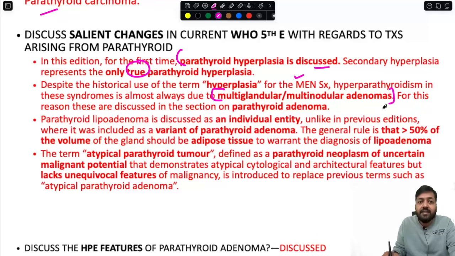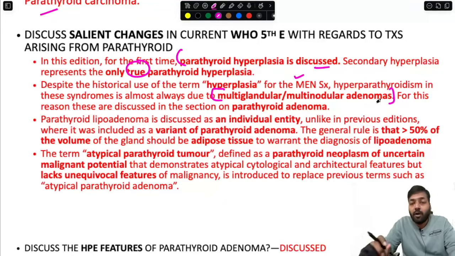For this reason, these are discussed in the section of parathyroid adenoma. Now remember, previously whatever parathyroid lesions were encountered in MEN syndrome, we used to call them hyperplasia or hyperplastic lesion, but currently it is known that they are not hyperplastic lesions, they are rather multiglandular or multinodular adenomas.